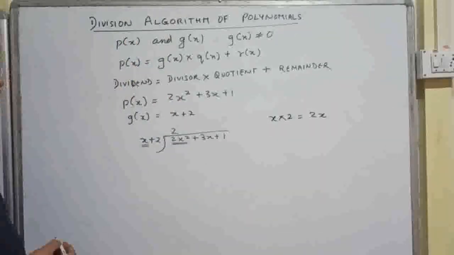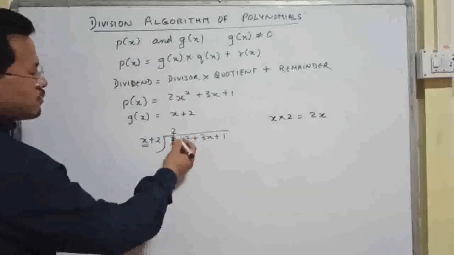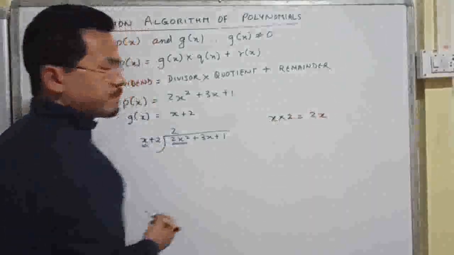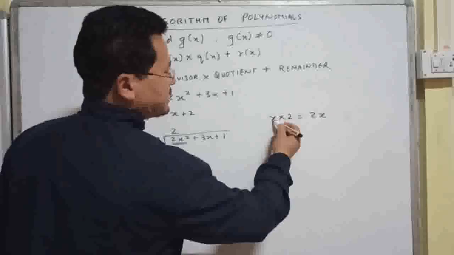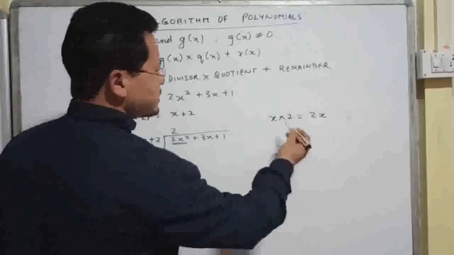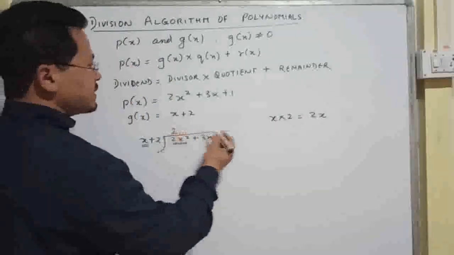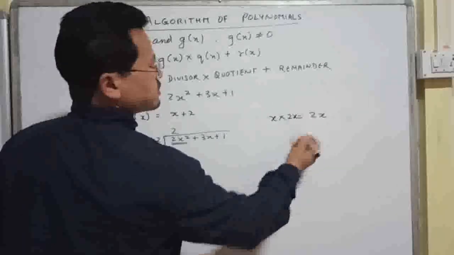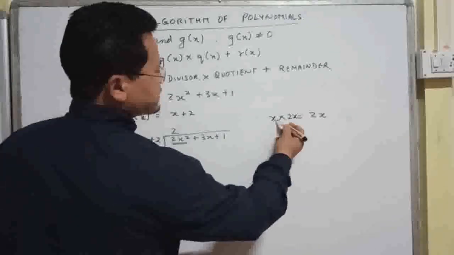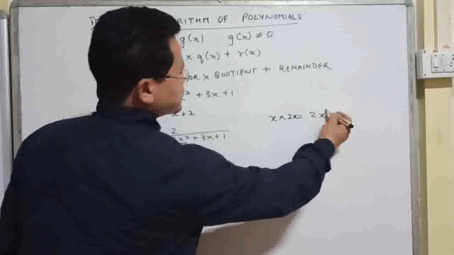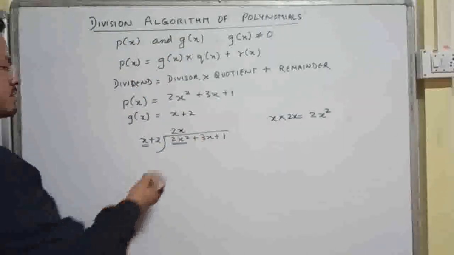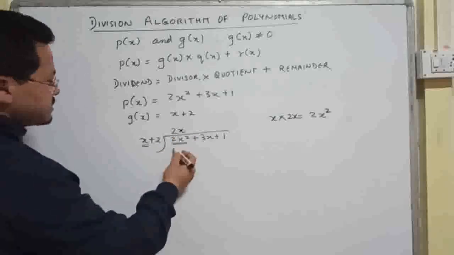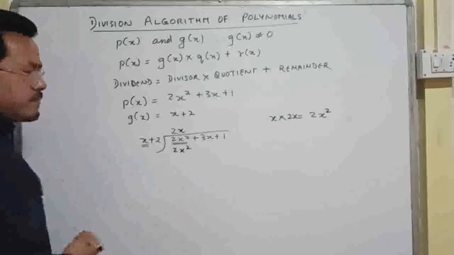Now if I multiply 2 and x, I get 2x. But here in the dividend portion we have x squared. So in order to get x squared, I must multiply x with another x. So here in the quotient part I need to put x also. So 2x into x is 2x squared.